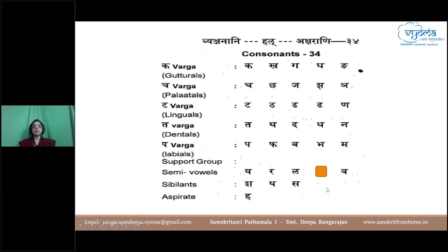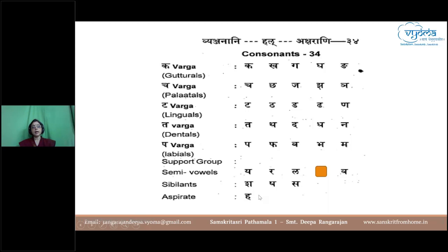Another classification was the ones with more breath or air, which are called the mahapranas. The second and fourth consonants in each row of the grouped consonants, that is kha and gha in the kavarga, chha and jha in chavarga, tha and dha in tavarga, tha and dha in tavarga, pha and bha in Pavarga, sha, sa and ha.